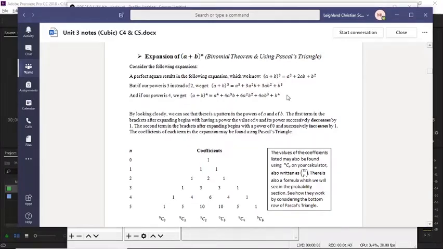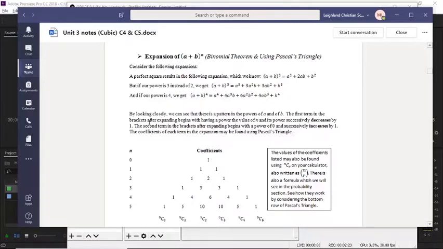What we can use is something called Pascal's triangle. By looking closely at what we've got here, we can see there's a pattern in the powers of a and b. The first term in the brackets, after expanding, begins with a power of the value n, and its power successively decreases by 1. Here our n power is 4, so we've got a to the power of 4, then a to the 3, which is 1 less, then 2, then 1, and then 0.